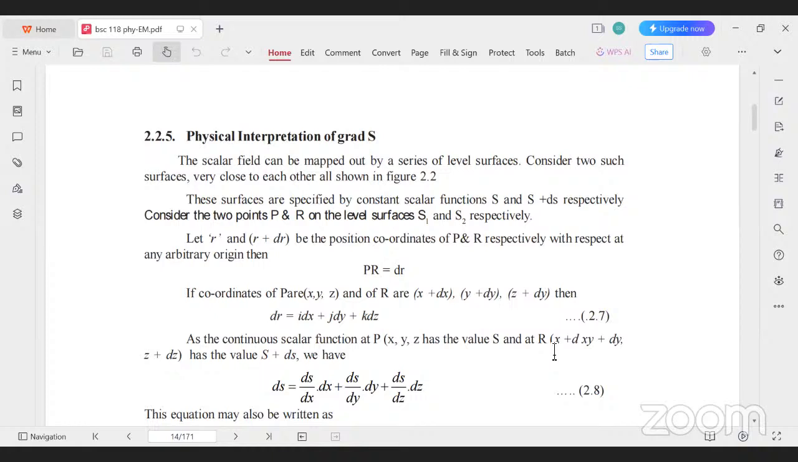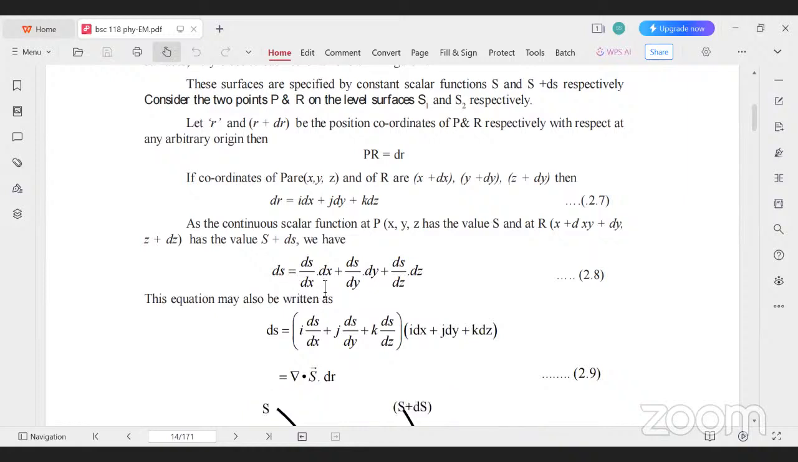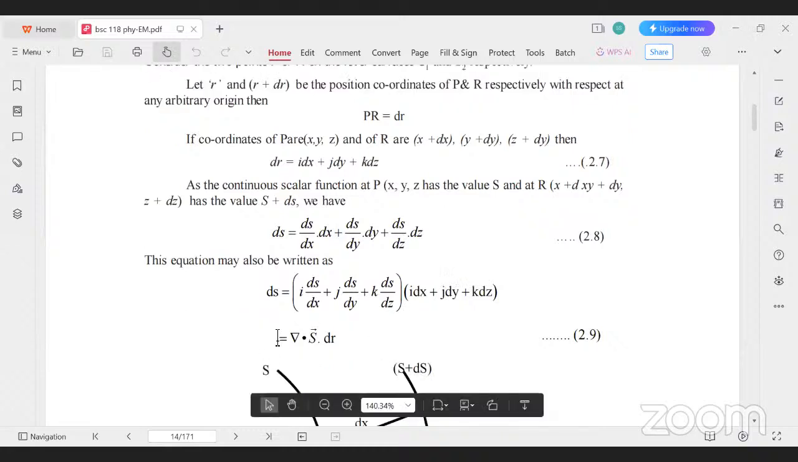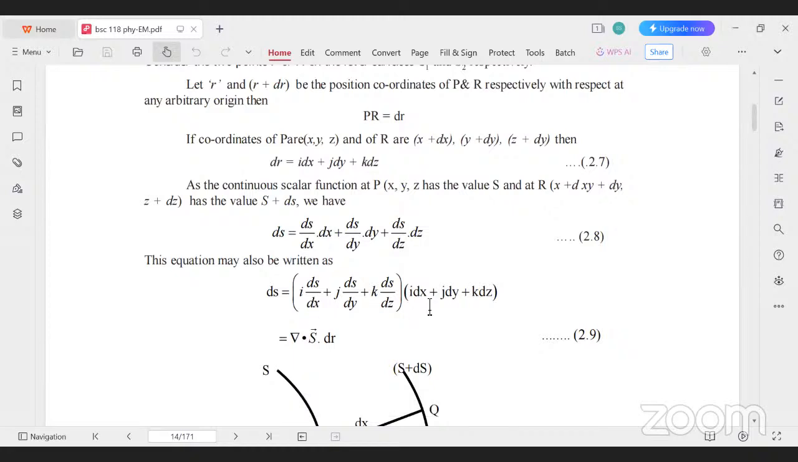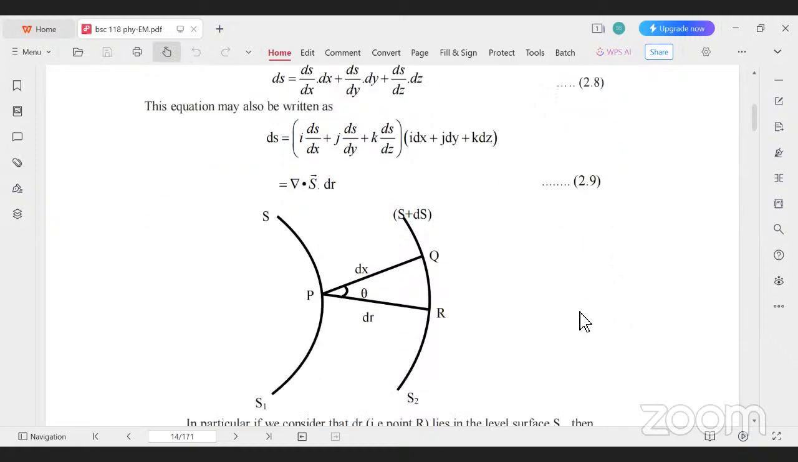So we are just finding this for two surfaces and we are deriving the equation to simplify it. Here you can find ds is equal to ∂s/∂x dx plus ∂s/∂y dy plus ∂s/∂z dz. This equation may also be written in this way: ds is equal to i ∂s/∂x plus j ∂s/∂y plus k ∂s/∂z, dotted with i dx plus j dy plus k dz, that is del s dot dr. So here we are going to find the vector of that.